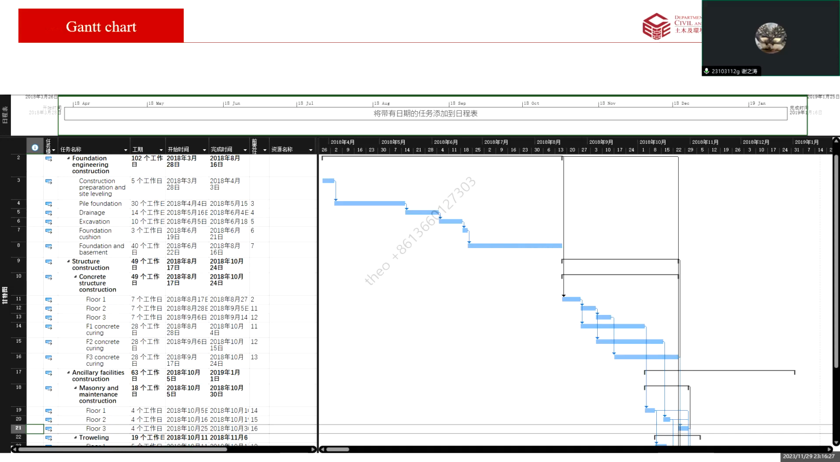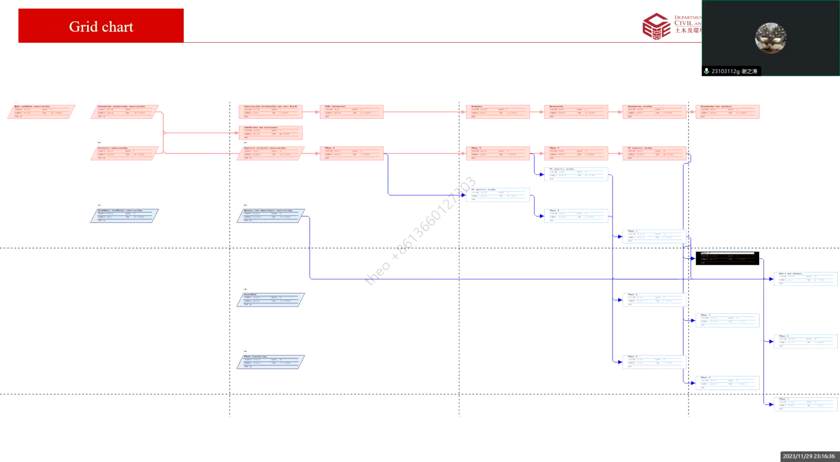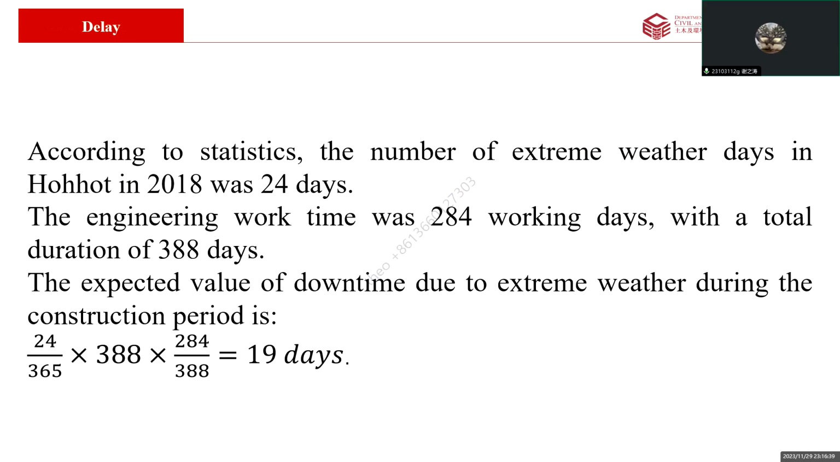After doing this, I input the data into the software Microsoft Project, and got the Gantt charts and the grid charts. I also analyzed the risk of delay according to the condition of applying for project extensions. There are overall 6 reasons that may cause delays. However, 5 of them are hard to quantify and calculate because they are all about human reasons like the policy. So here I only estimate the delay due to extreme weather conditions, and the calculation results are shown below.